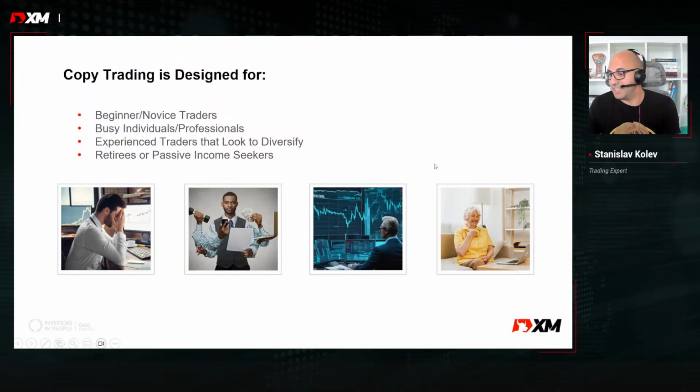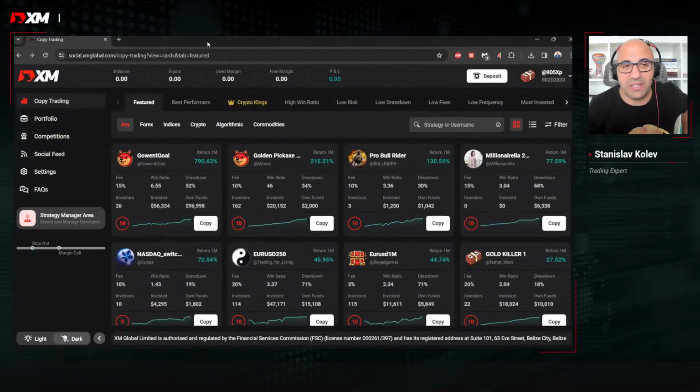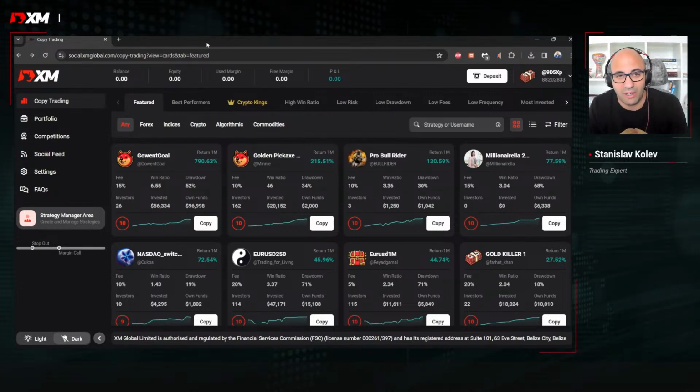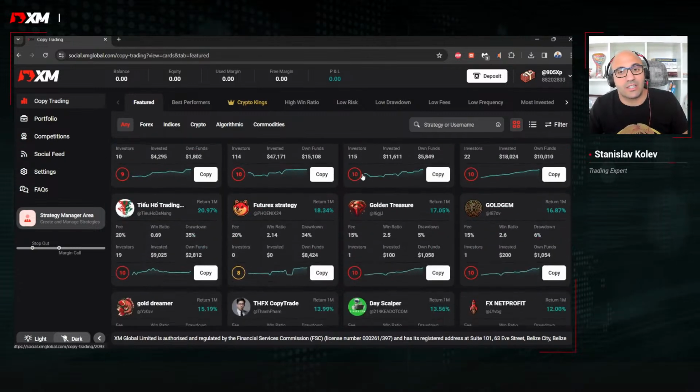So since we're done with this, I suggest we go straight into the copy trading tool on the original website of XM Global. What you will have to do is just log into your account, and on the left side, just above portfolio and competitions, where all the other tools are irrelevant at the moment, click on copy trading, and you will be able to see multiple boxes with different people that are executing positions.